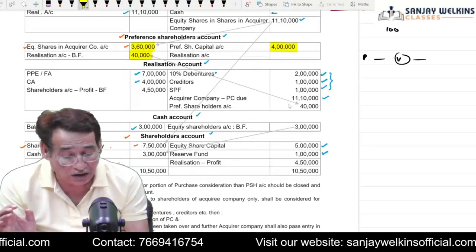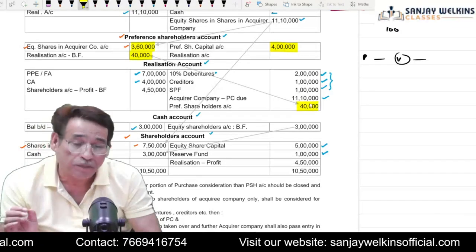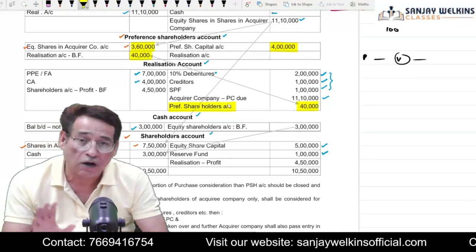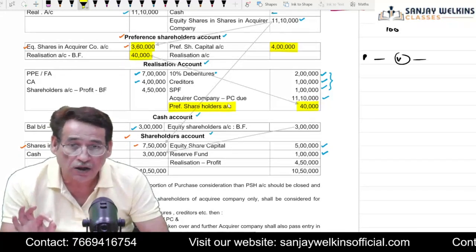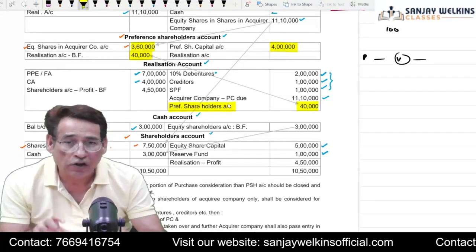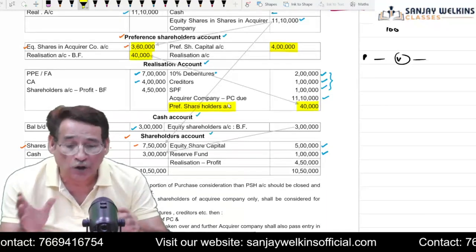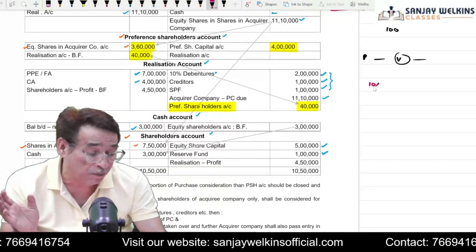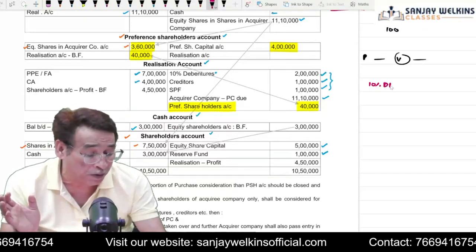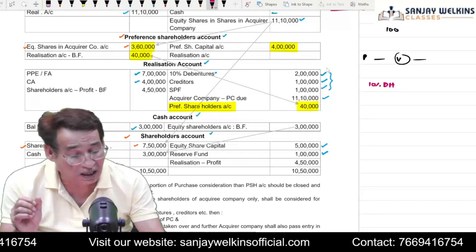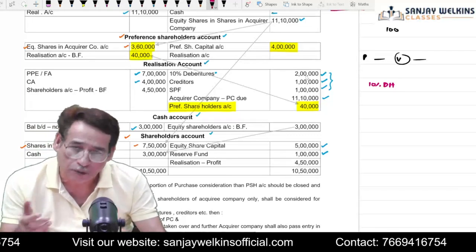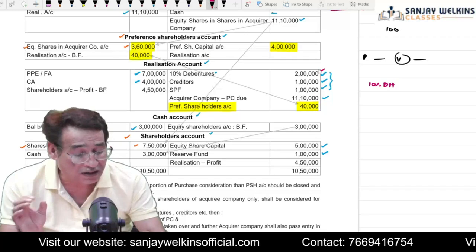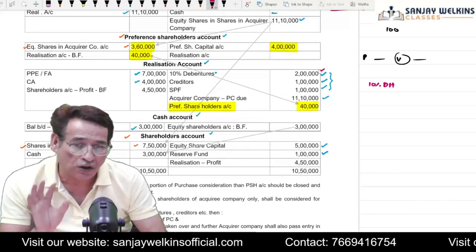So that is why this gain will be taken over here, and I have put up an arrow also. So the preference shareholder account is closed. Now, we will check, is there any liability which is not being taken over? In this question, definitely there is a liability, the 10% debenture holder, which is not being taken over. Correct? This liability we have posted here already because we have to post all the liability whether being taken over or not. This liability is not taken over.